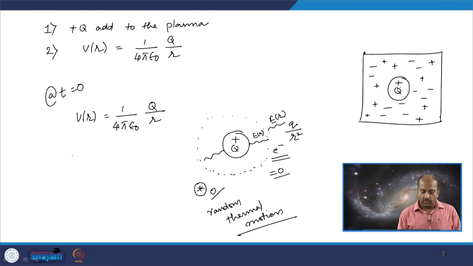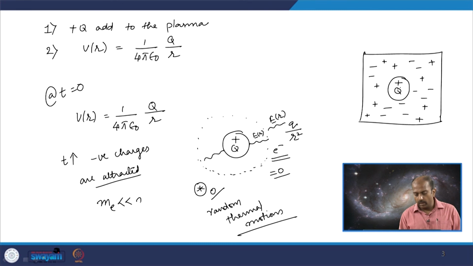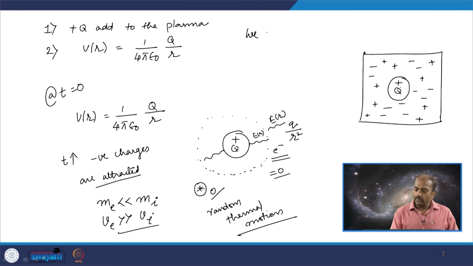As time progresses, as t increases, the negative charges are attracted. In addition, the mass of electrons is very small in comparison to the mass of ions, and the velocity of electrons thus becomes very large in comparison to the velocity of ions. As a result of the velocity of ions becoming very small in comparison to the velocity of electrons, we can neglect the motion of ions and treat them as background.